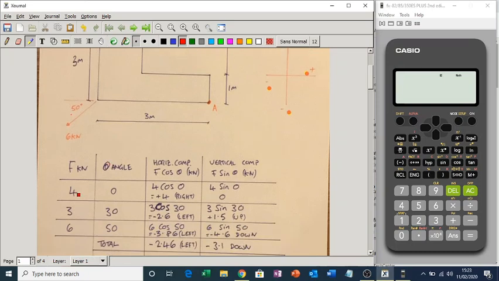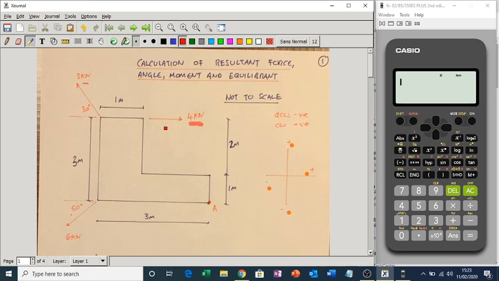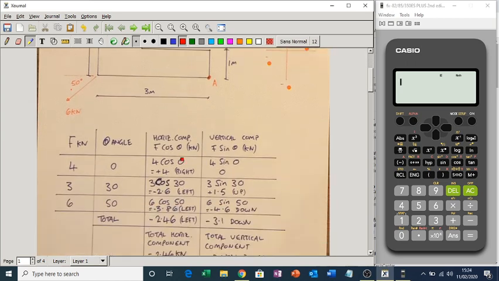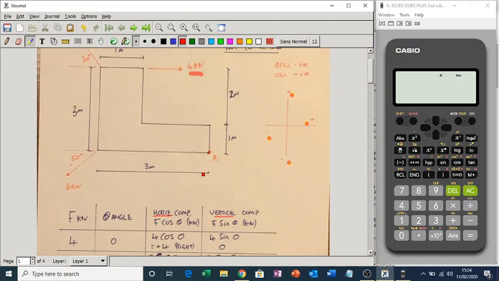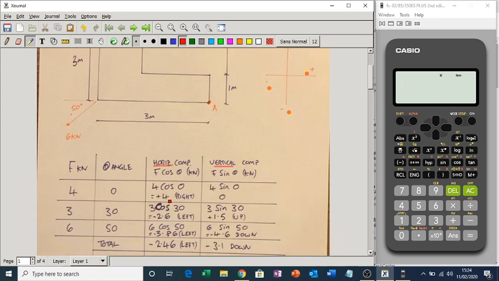So there's my 4 kilonewtons force. Obviously, it's only going horizontal. There's no vertical component. So it's only going to be 4 really here, because it's only going horizontal, it's not going vertical, so there's going to be a 0 and a 4. It's going to the right, that's why I've got a plus 4.